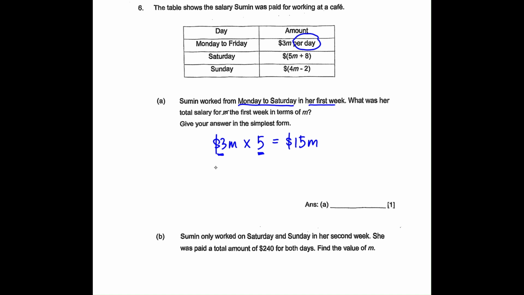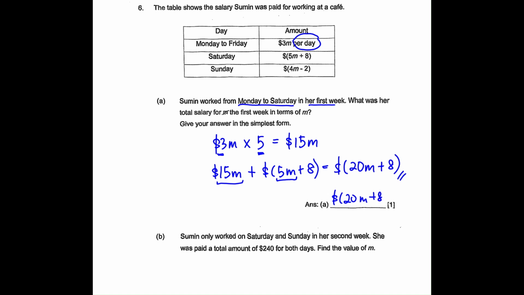But let's not forget about Saturday. So 15M plus 5M plus 8. So take note when you're doing the number statements, if you want to write the units, you have to write units for everything. So 15M plus 5M, they're of the same family, so we add them together. Why they're of the same family is because both has the M, so 8 just remains.